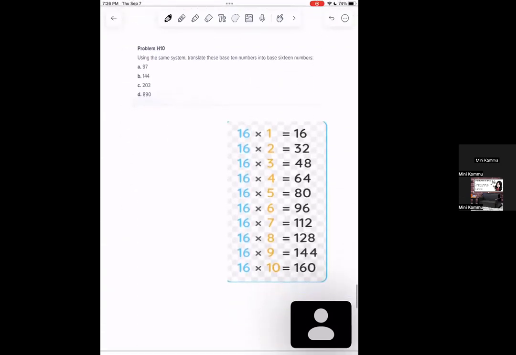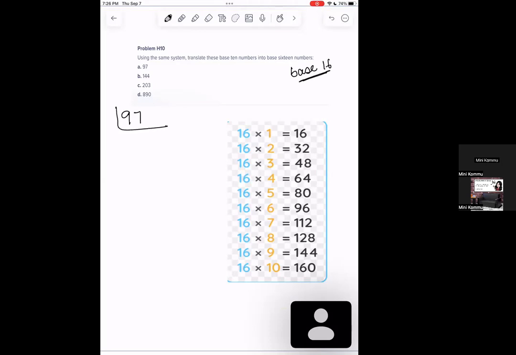Now, next, I have a handy dandy table over here. This is exactly the same way you convert a base 10 number to any system. So what they want us to do is, using the same system, translate these base 10 numbers to base 16 system. So what I'm going to do is, I'm going to take 97, and I'm going to convert it into a base 16 number.